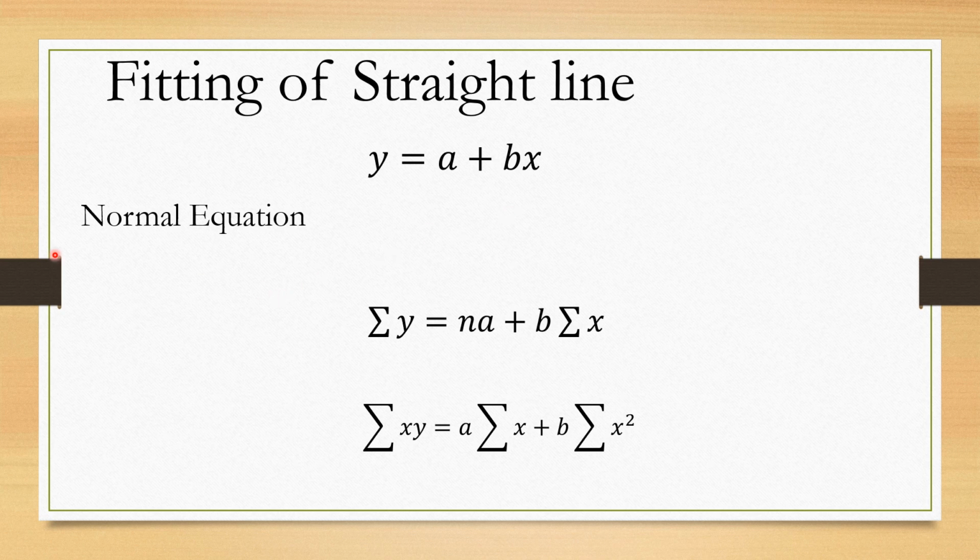So how to write the normal equation? First you write the equation of the straight line, take summation on both sides, multiply this equation by x and again take the summation on both sides.